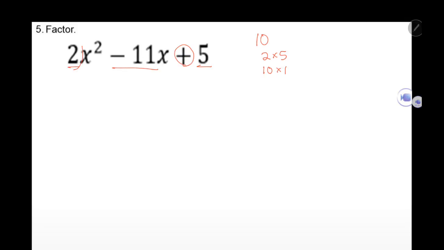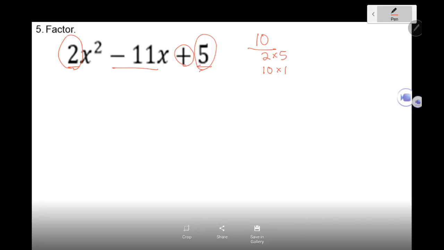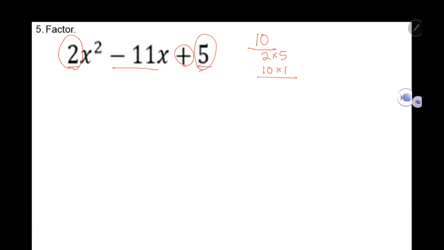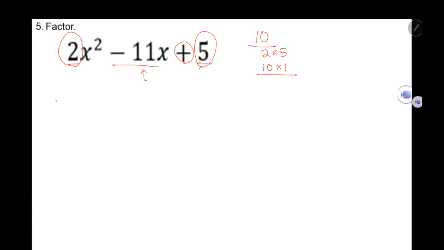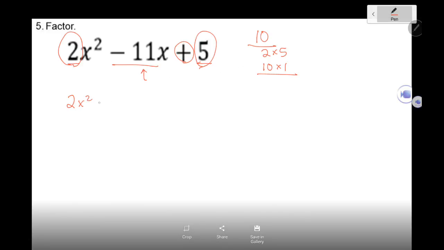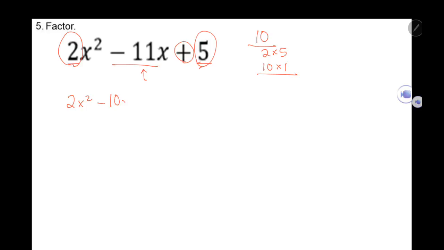Factors of 10. We multiplied this 2 times this 5. We got 10. And then we're saying, factors of 10 that would split up to make 11. So 10 and 1, they're both going to be negative. And the way that we use this 10 and this 1 is we split up this 11 with that information. Sometimes it matters whether we put the 10 first or the 1 first, but in this case, it's going to be okay either way. We're going to say 2x squared. That part is normal. And then we're going to say minus 10x, and then minus 1x.